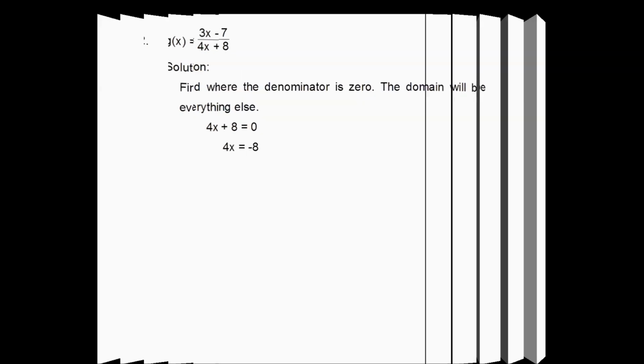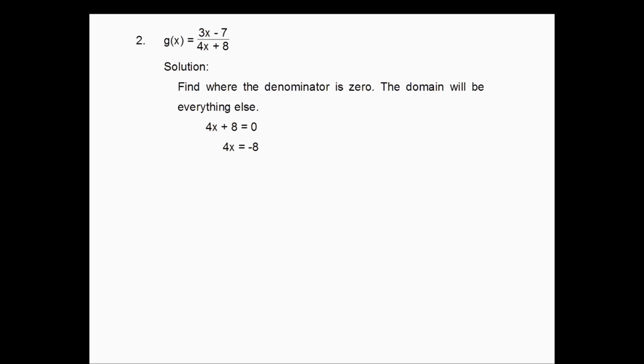So 4x plus 8 equals 0. Subtract 8. 4x is equal to negative 8. Divide by 4. X is equal to negative 2. So that's the value we exclude from the domain. So it's like domain is all real numbers except for negative 2.